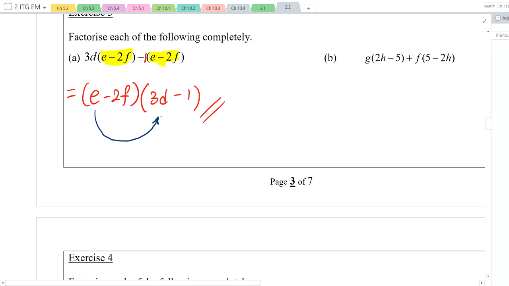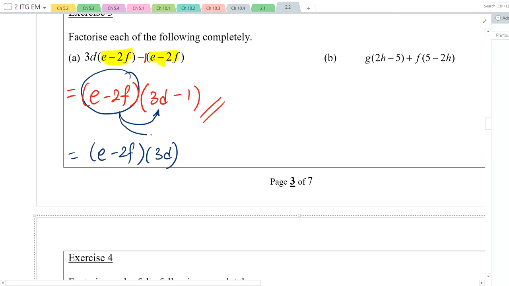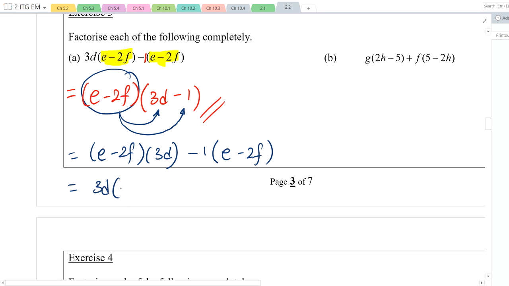So E multiplied to 3d plus minus 1 to give me E times, the other way around. Let's use this to multiply to 3d. So E minus 2f times 3d. Then the same term multiplied to negative 1, minus 1 times of E minus 2f. And we see that it is the same. We have the original expression again. Okay, can you see that they are the same? Can? Okay.